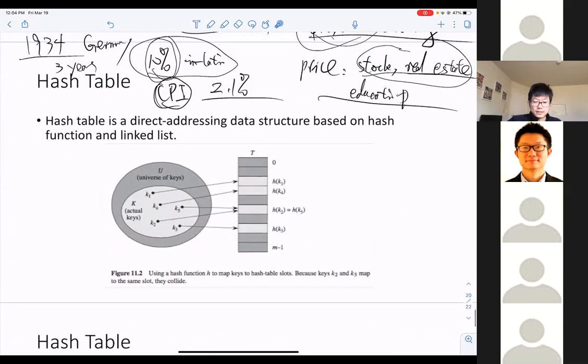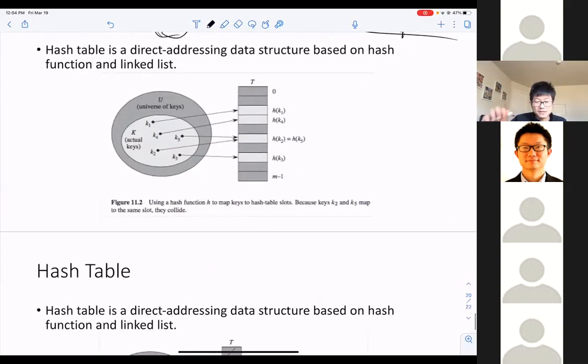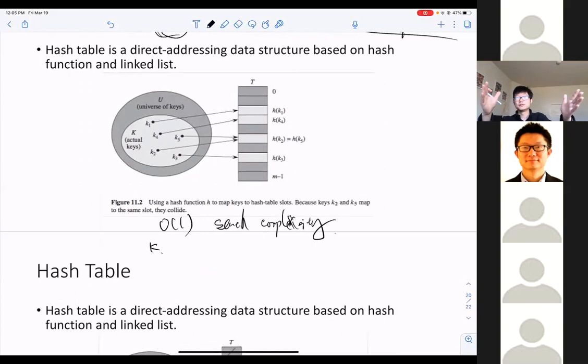Okay, so then let's come back to hash table. Imagine how can we make sure that we get O(1) search complexity? If you want to find a value k in an array, how do you get O(1) search complexity? If you know the index of that value immediately, you will be able to get O(1) complexity, correct?